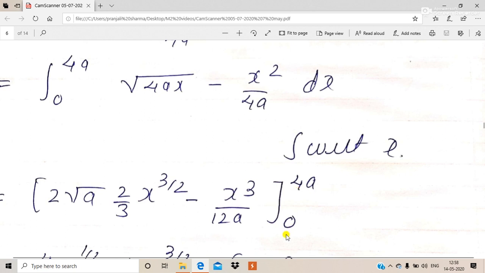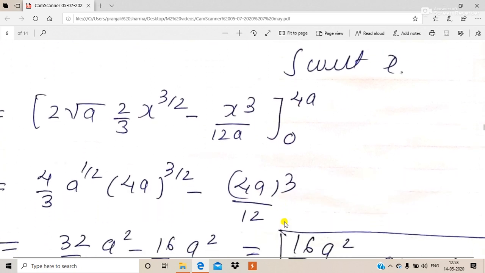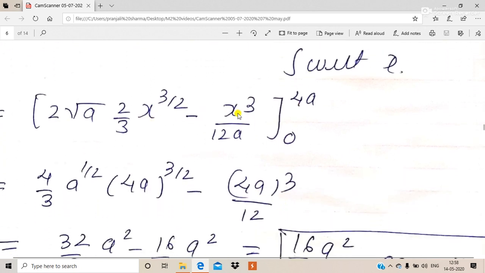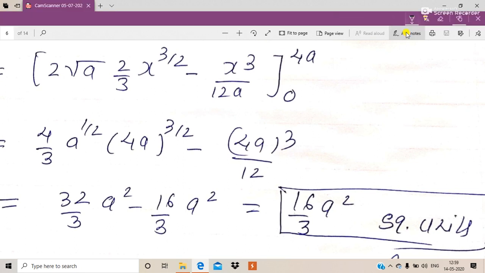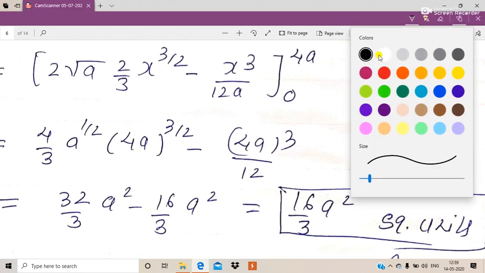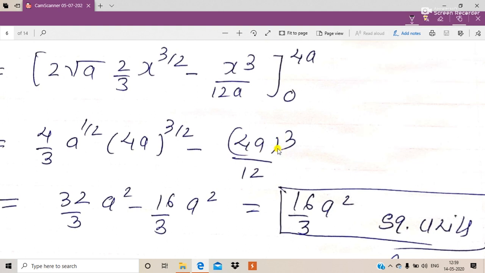Now we have to apply upper limit minus lower limit. So it will be 4 by 3 a to the power 1 by 2, 4a whole to the power 3 by 2, minus 4a whole cube upon 12a. Wait a minute, let me correct this. This will be 4a cube upon 12a. All right.